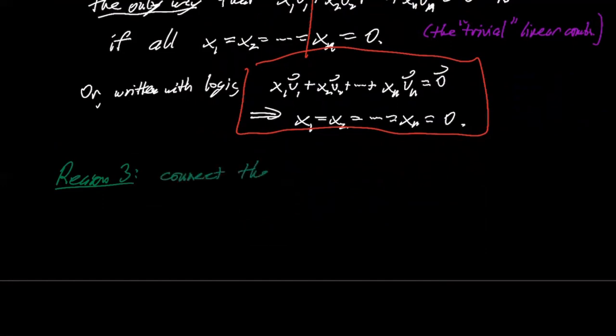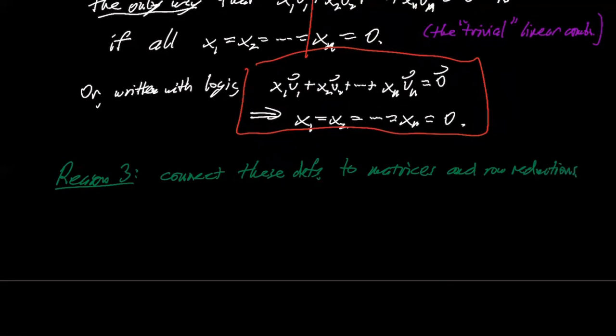Connect these definitions to matrices and row reduction, and that will actually give us an effective way to compute something and tell whether a set of vectors is linearly independent or not, which is the real goal here, to give us some nice way to tell. So how do we do that?